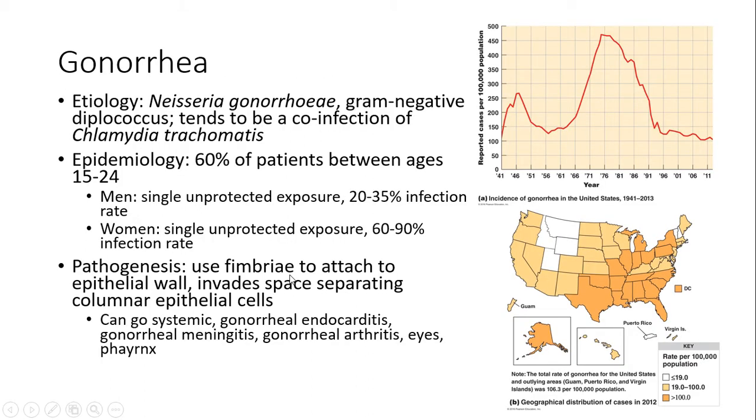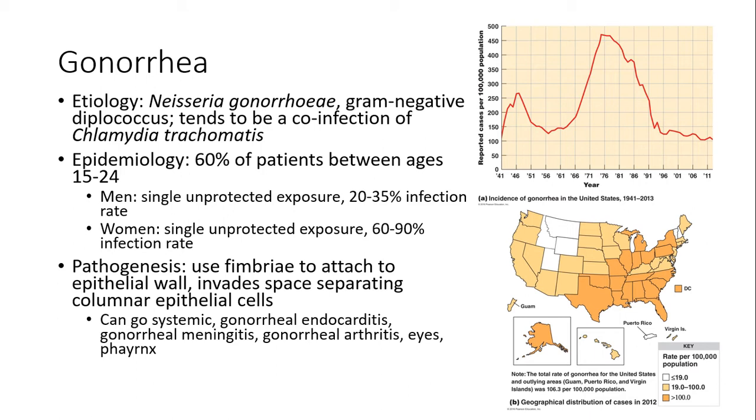All right, so gonorrhea is caused by Neisseria gonorrhoeae. Neisseria is a relative, same genus as what causes meningitis, Neisseria meningitidis. It's a gram-negative diplococcus. That's very key when you look at it under gram stain. It's pretty easy to tell. And it tends to be a co-infection with Chlamydia trachomatis. So these two seem to go together. They have a very similar pathogenesis.